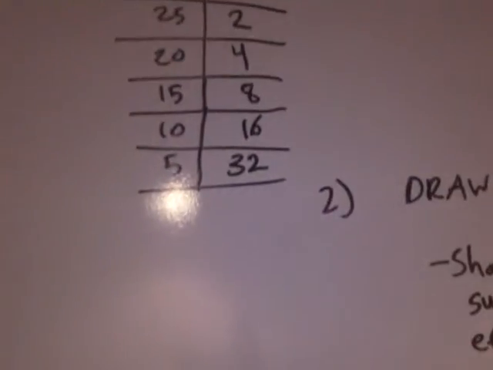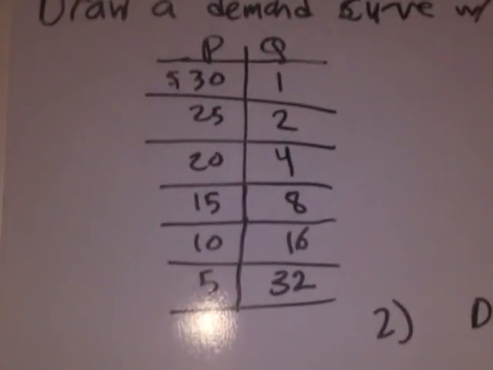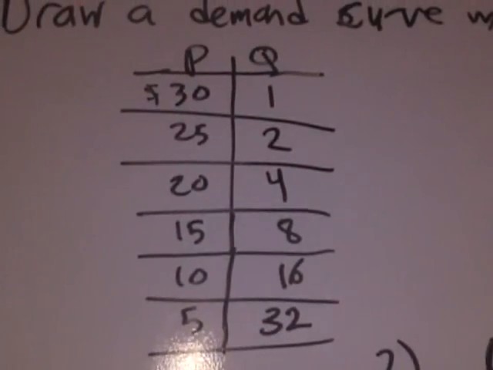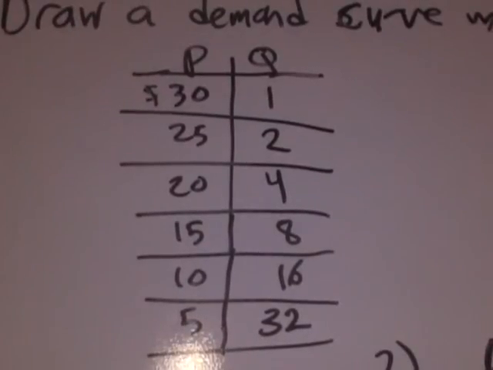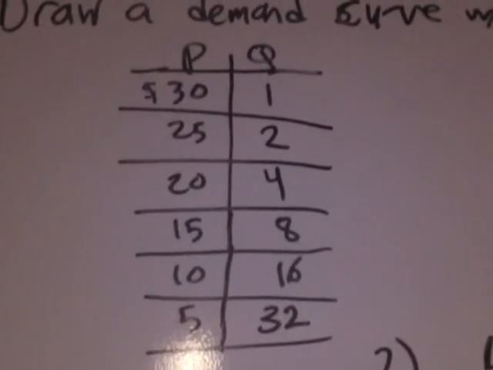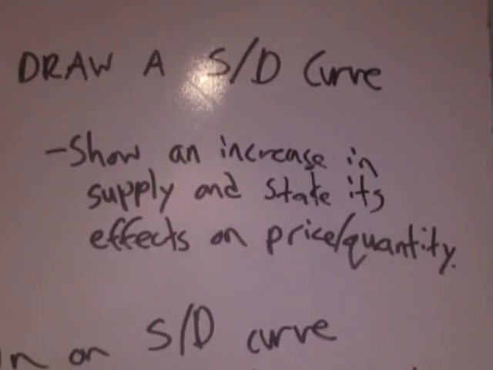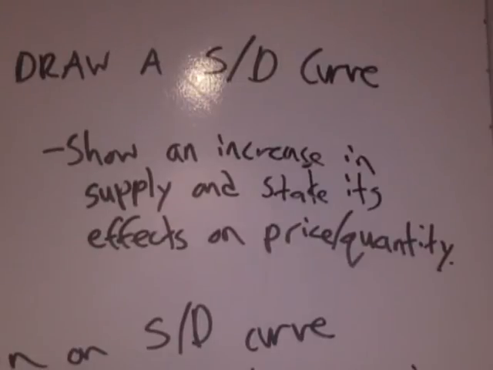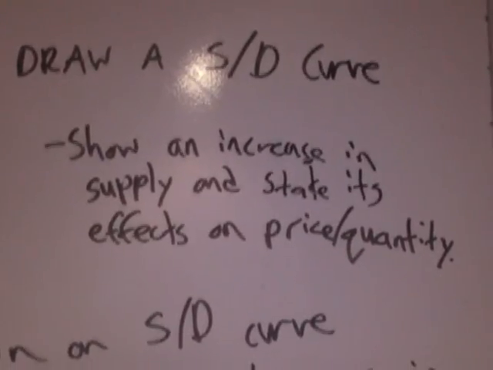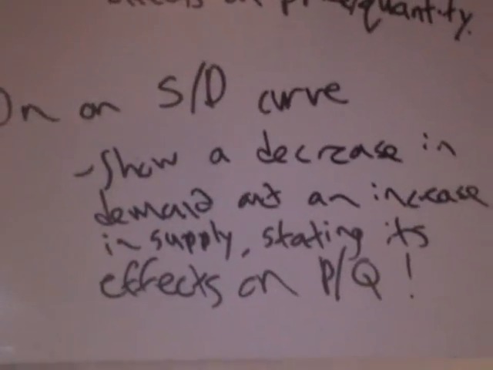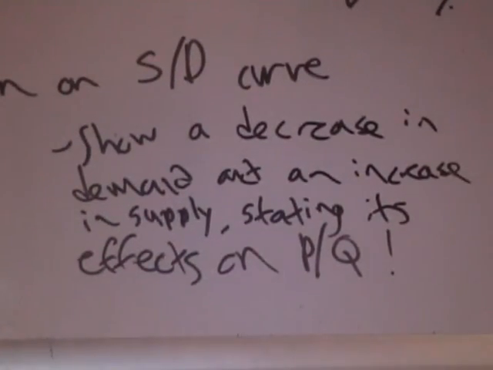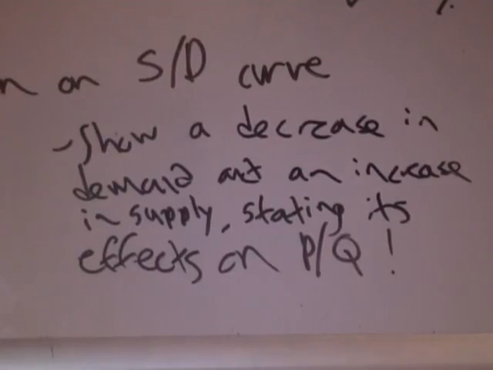For question 1, draw a demand curve using this data. I'll stay there for just a second. For number 2, draw a supply and demand curve. Show an increase in supply and state its effects on price and quantity. Draw another supply and demand curve, show a decrease in demand and an increase in supply, and state its effects on price and quantity.